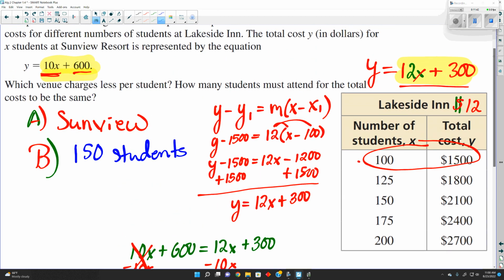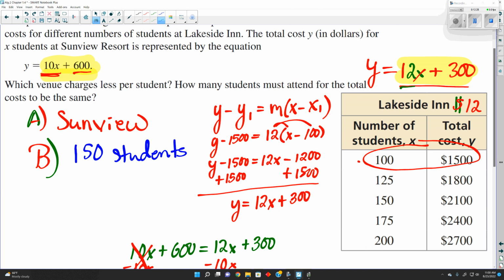Now, which one of these two would be cheaper if we had less than 150 students? Which one starts off cheaper? If we had 0 students, just to pick a venue, which one would be cheaper? Lakeside, because our initial cost is 300, yes? So if we're talking about having less than 150 students, Lakeside is going to be cheaper, because they're starting off cheaper.